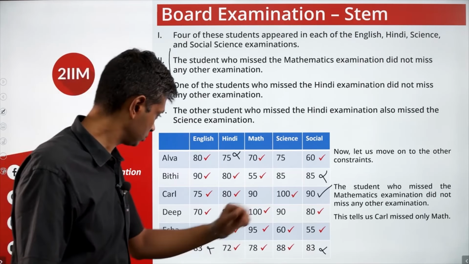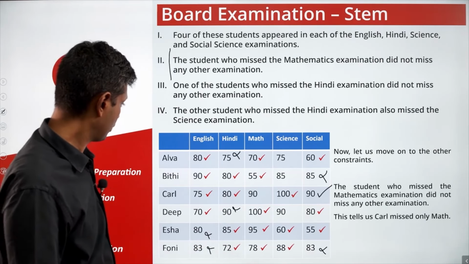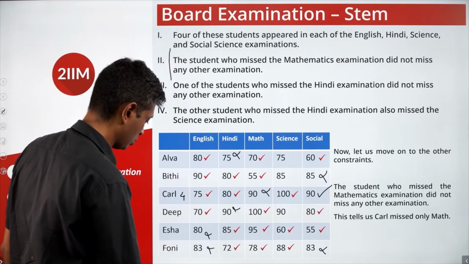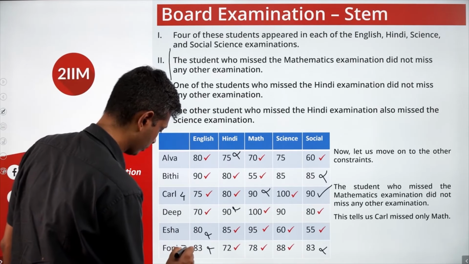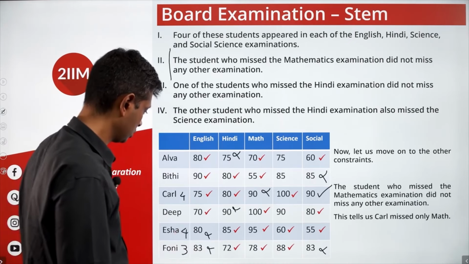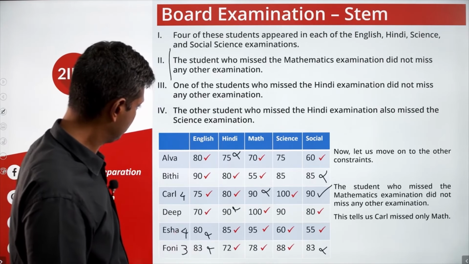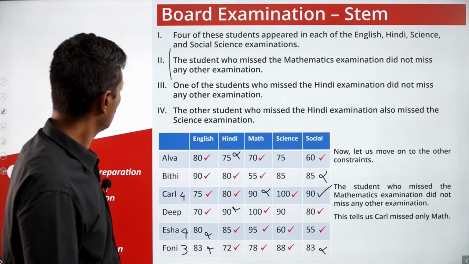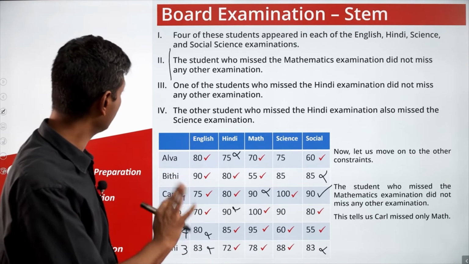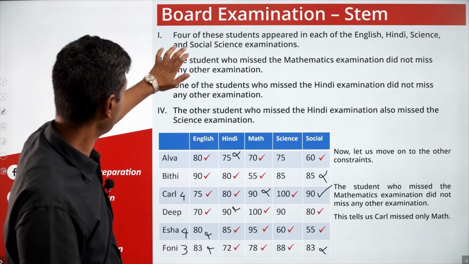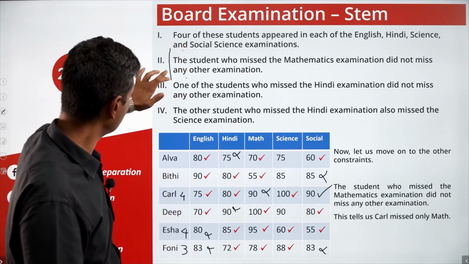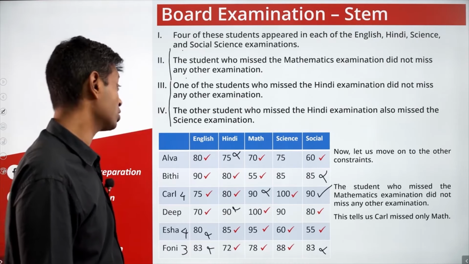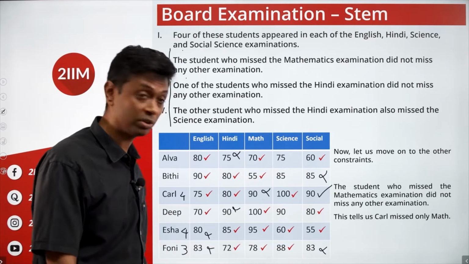Isha attended 4. Carl attended 4. So Carl has attended 4. Fani has attended only 3. Isha has attended 4. Deep and Biti and Alva, we don't know yet. Fine. Lovely. So we've gone this far, which is wonderful. So we've used this. We've kind of broadly used this. One of the students who missed the Hindi exam did not miss any other exam. The other student who missed the Hindi examination also missed the science.